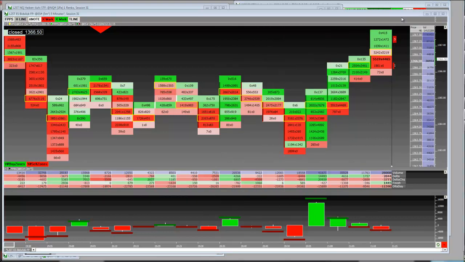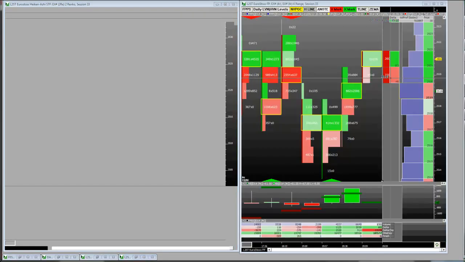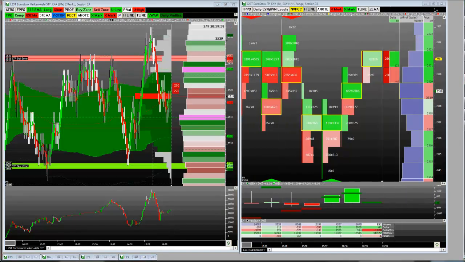Hope that makes sense. Now we can look at some more examples. Let's have a look at the Euro stocks. Some of you guys asked to look at the Euro stocks there. And feel free to jump in and ask questions about the footprints at any point in time.